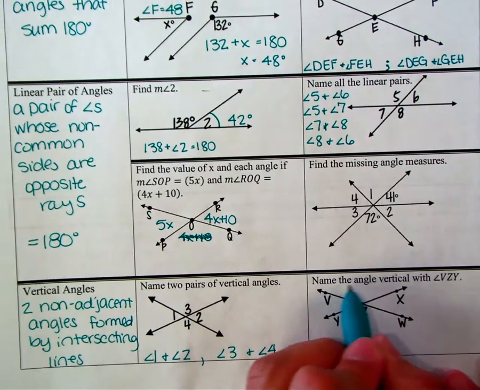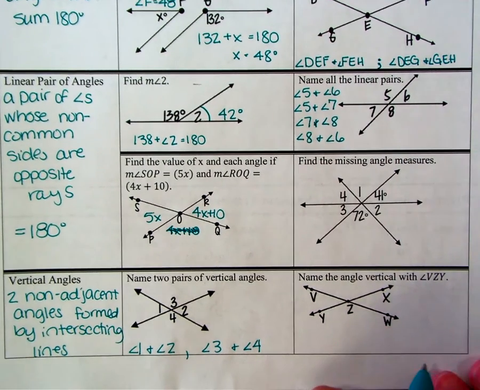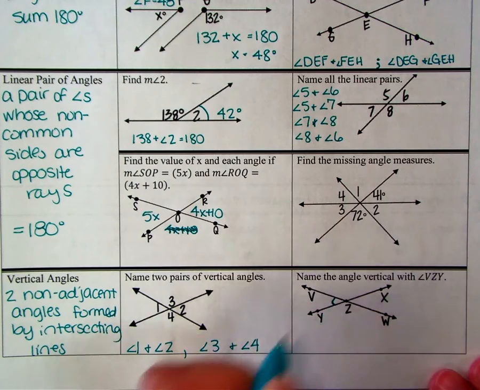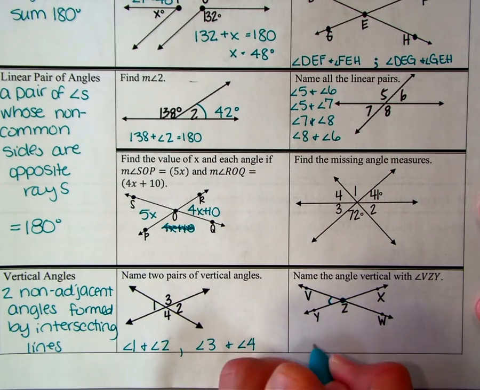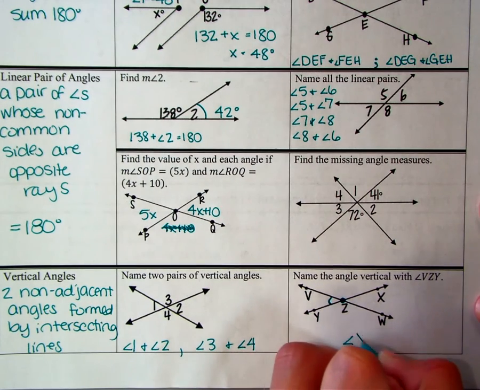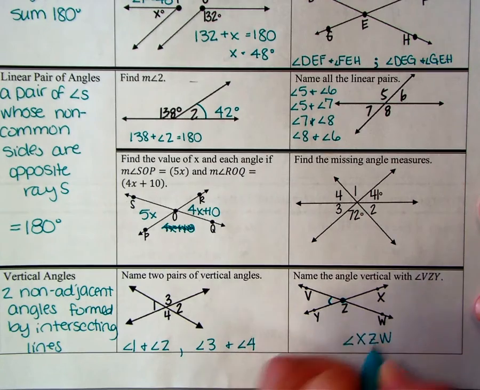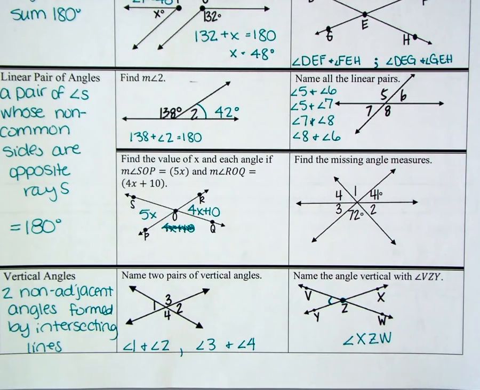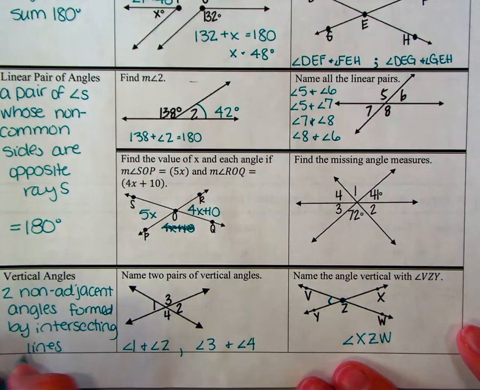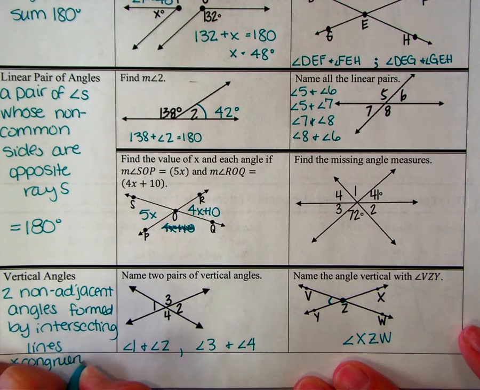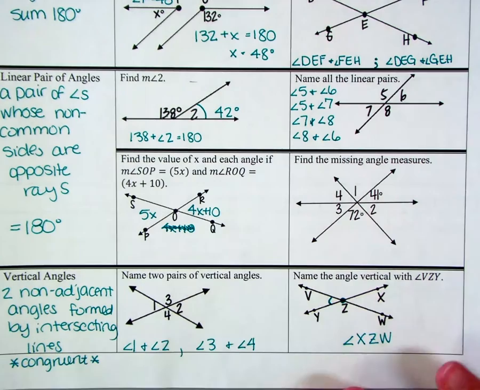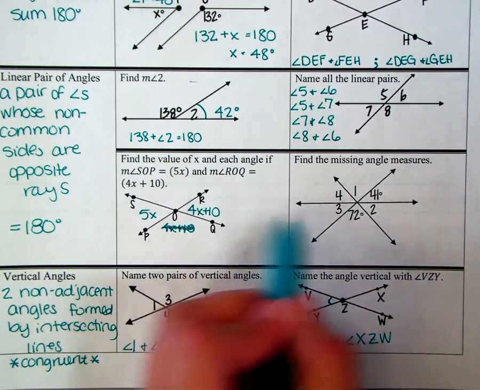In the next one, name the angle vertical with VZY. So the only thing they can have in common is the vertex. So VZY would be vertical to XZW. These vertical angles are congruent. So using that information, we can go back up here and solve.